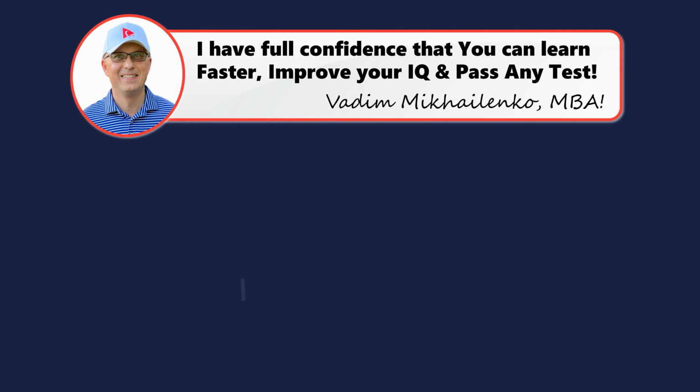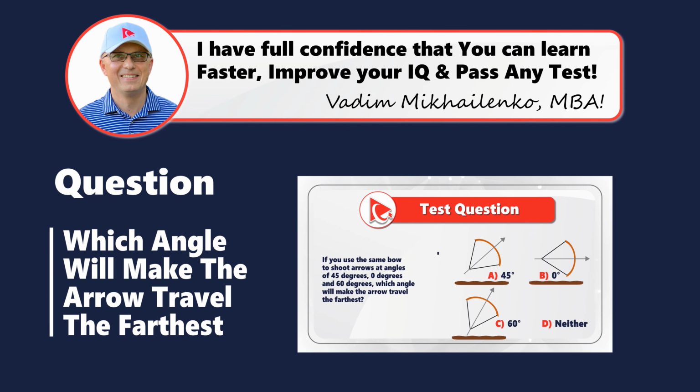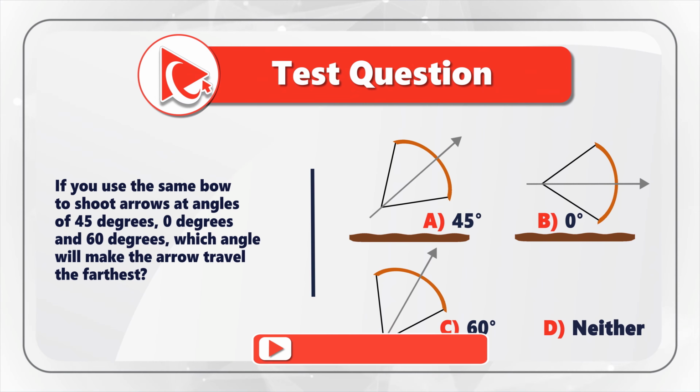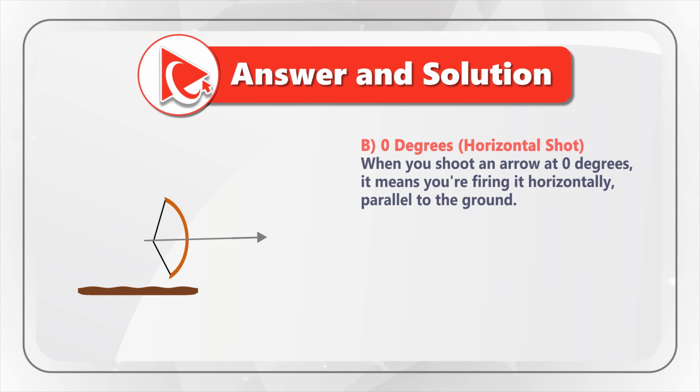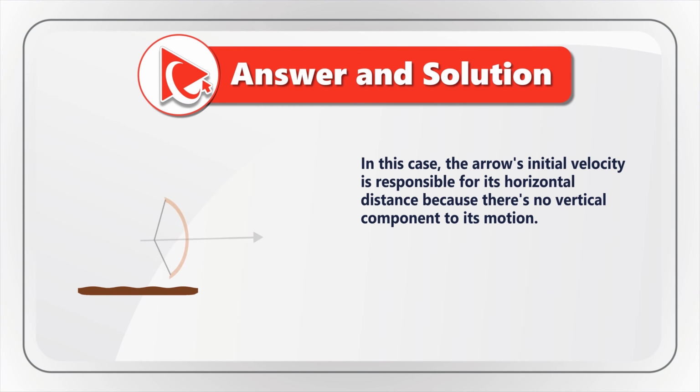On my end, I am moving forward to share with you my version of the analysis and answer, and obviously if you have a better way to solve it, please make sure to post in comments. Let's start by looking at the scenario where we shoot the arrow at 0 degrees, which ultimately means horizontal shot. When you shoot it at 0 degrees, it means you're firing it horizontally parallel to the ground. In this case, the arrow initial velocity is responsible for its horizontal distance because there is no vertical component in its motion.